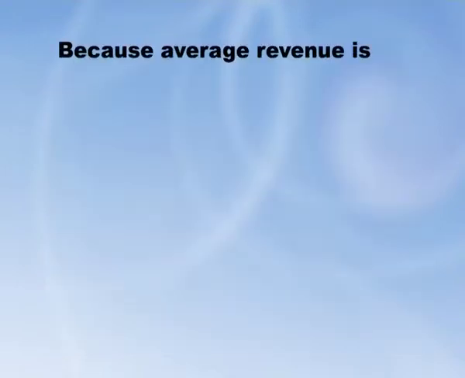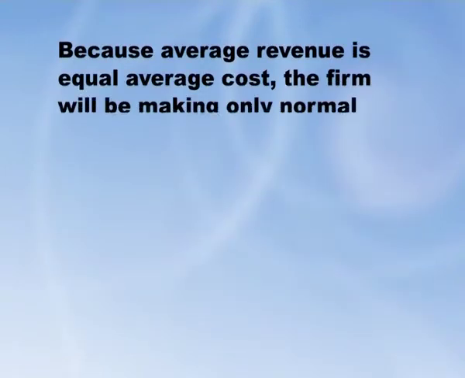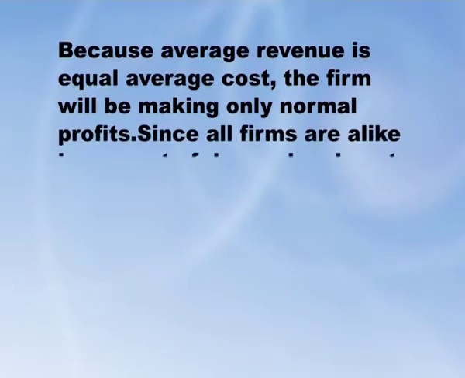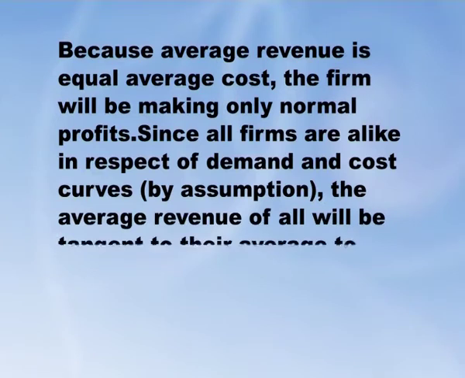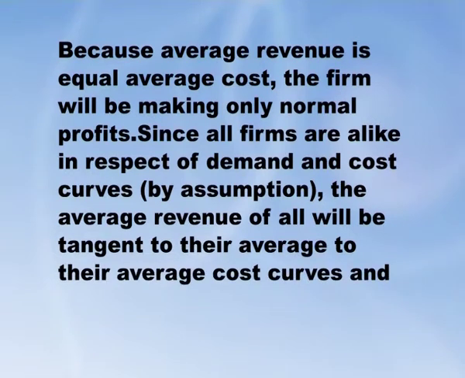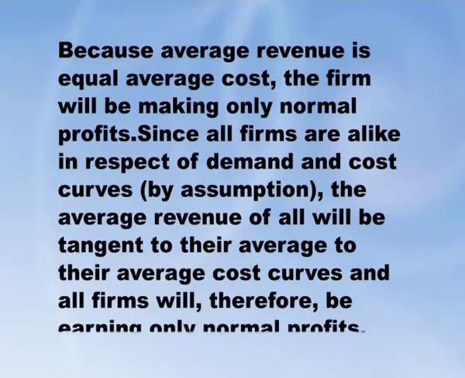Because average revenue is equal to average cost, the firm will be making only normal profits. Since all firms are alike in respect of demand and cost curves, by assumption, the average revenue curves of all will be tangent to their average cost curves, and all firms will therefore be earning only normal profits. Because only normal profits are accruing to the firms, there will be no more tendency for new competitors to enter the field, and the group as a whole will therefore be in equilibrium.